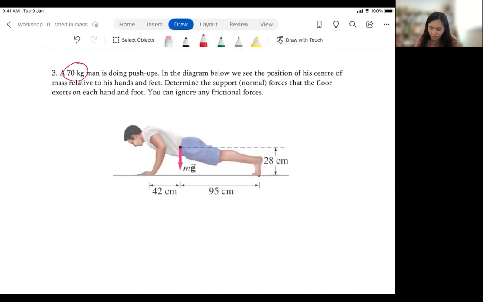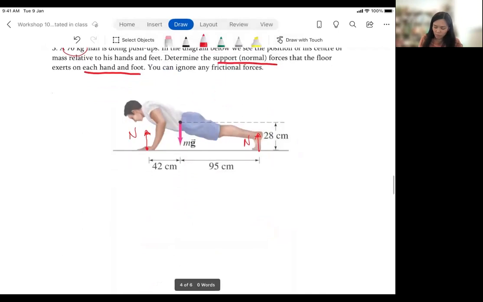And it says here, determine the support or normal forces that the floor exerts on each hand and foot, and ignore frictional forces. Okay, so that means that our free body diagram is not complete. The problem indicates that there should be a normal force upwards on the hands, supporting the hands, and there should also be a normal force that's supporting the feet.